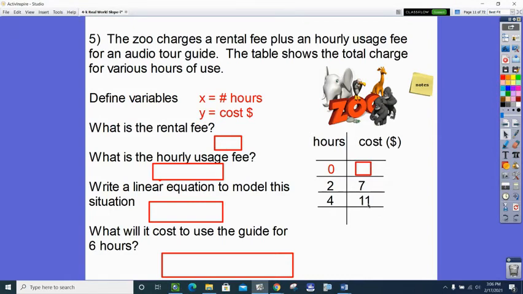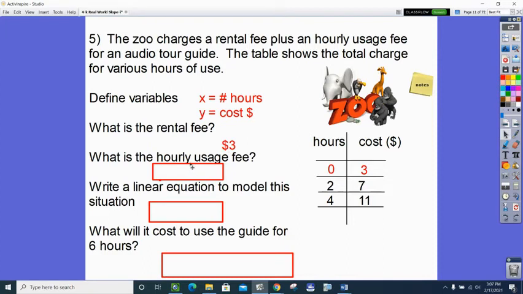So now come over here, 11 to 7. 11 take away, you're taking away 4. And if I take away another 4, I would get to 3. So sometimes if it's not on the table, you can back out of the table to get back to that 0 hours to see the cost. And in this particular case, the rental fee was $3. So you hand them $3, you take the audio guide, and off you go into the zoo.